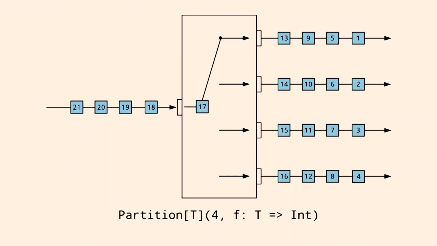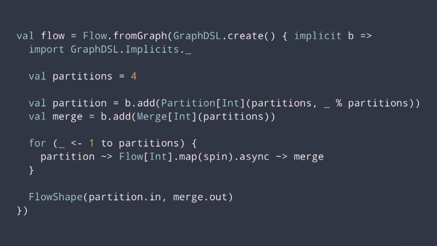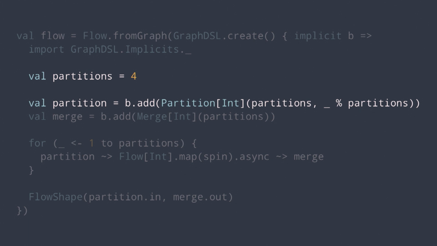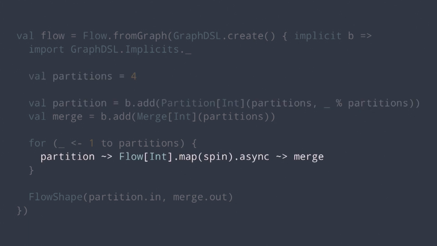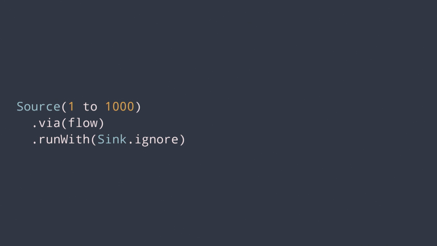So in code, partition looks very similar to broadcast in terms of the graph definition, selecting the number of partitions and defining the partitioning function. And again, taking care when we're defining the downstreams that they have asynchronous boundaries. So with each downstream only processing 1/4 of the elements, it will complete in 1/4 of the time of the broadcast example that we just looked at.